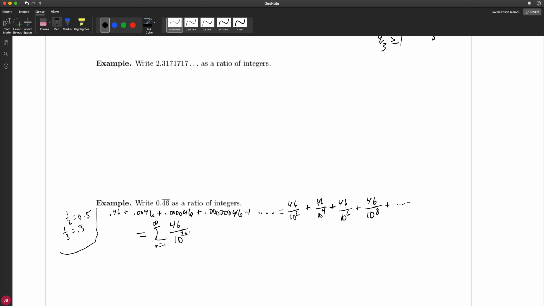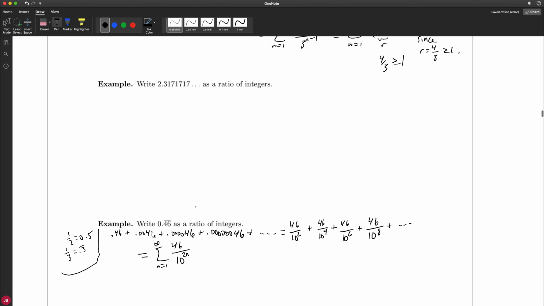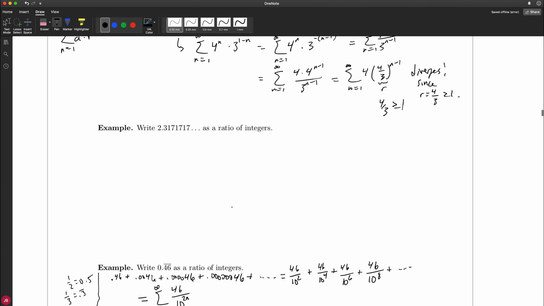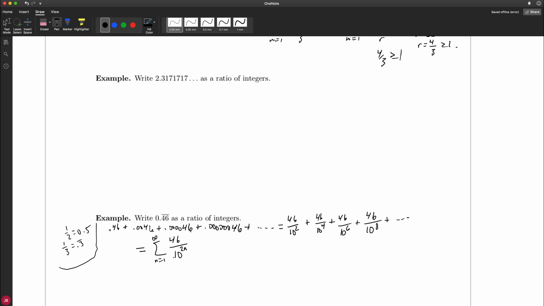Well, this is definitely not in the right form. Remember, I need it to look like this, right? Since I'm starting with n equals 1 here, I need an n minus 1 for my power. So this is the sum n equals 1 to infinity. Let's just use some rules of exponents. So I get 46 over 100 to the n. 10 to the 2n is 100 to the n. That's still not right. Let's see, what can I do?